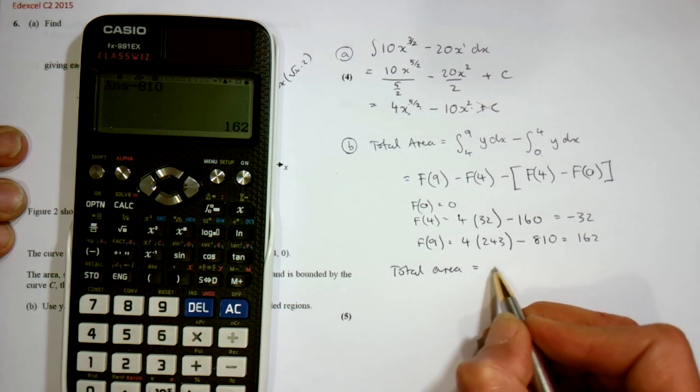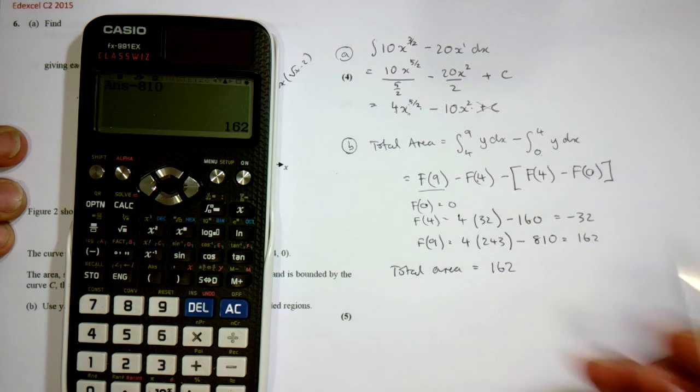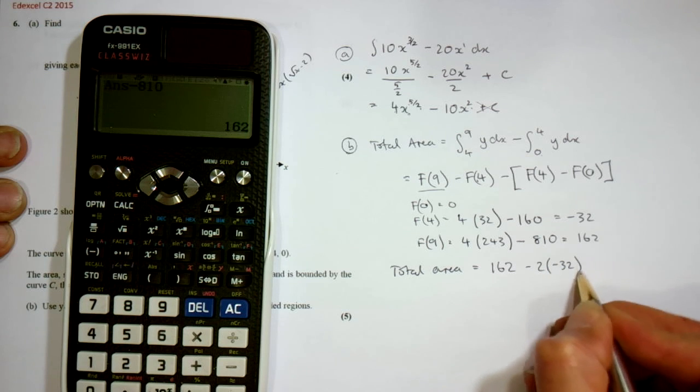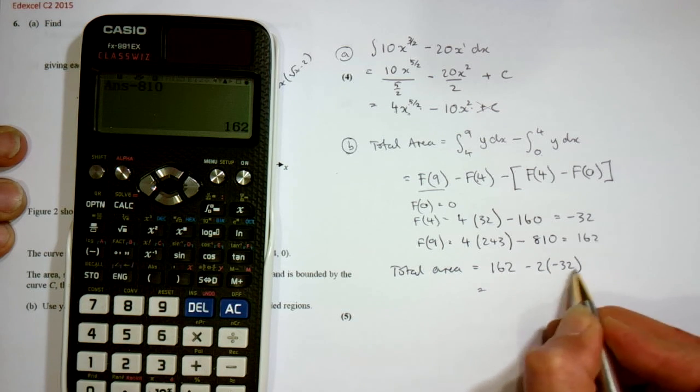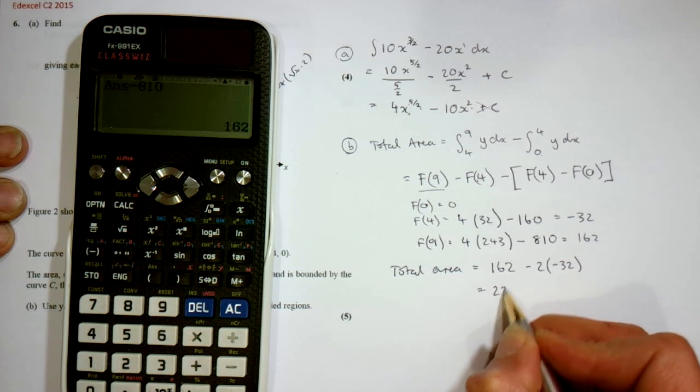is equal to 162, which is f of 9, take away f of 4, take away another f of 4, which is take away 2 lots of minus 32, which equals plus 64, add it onto 162, is 226.